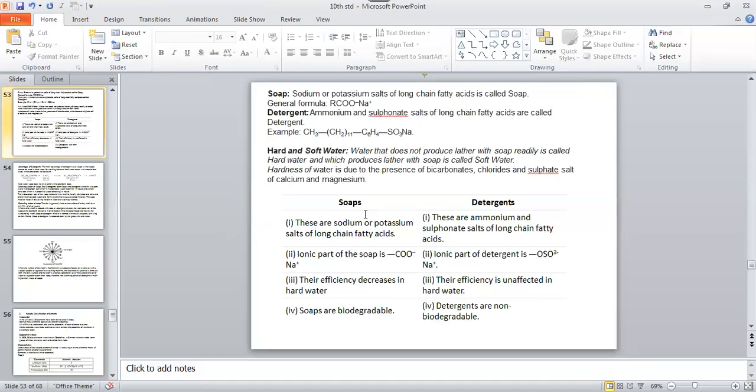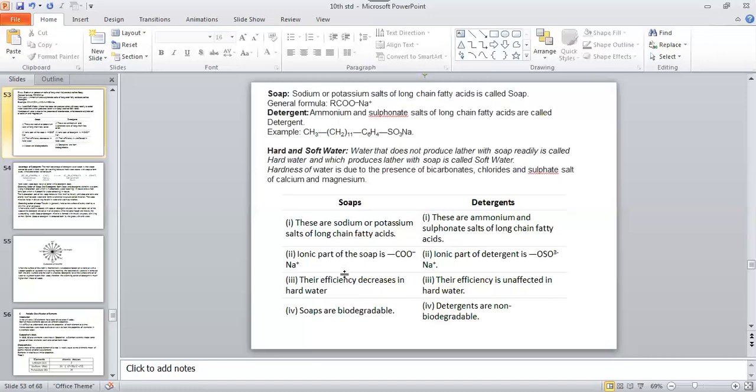Now we will study the difference between soaps and detergents. So soaps are, we had studied the definition, same thing given here: sodium or potassium salts of long chain fatty acids. And detergents are ammonium or sodium sulfonate salts of long chain fatty acids. Ionic part in the soap is RCOO minus and Na plus. Ionic part in detergent is SO3 minus and Na plus.